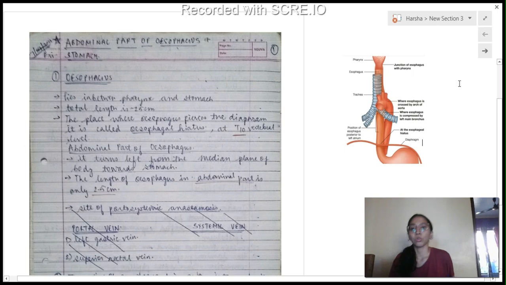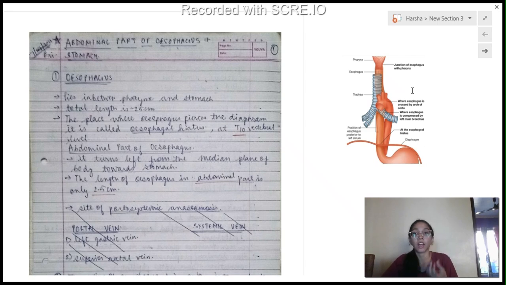Okay, so today's topic is the esophagus. In the last lecture, we completed the abdominal cavity, and now we'll proceed towards the esophagus. So, what is the esophagus? The esophagus is the part lying above the stomach, and it connects the buccal cavity to the stomach.